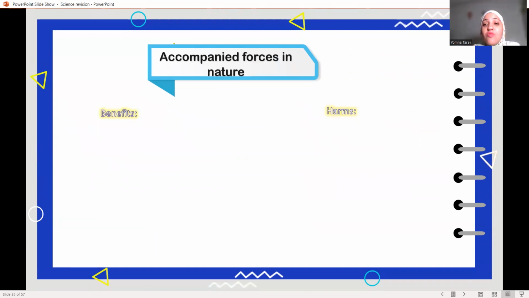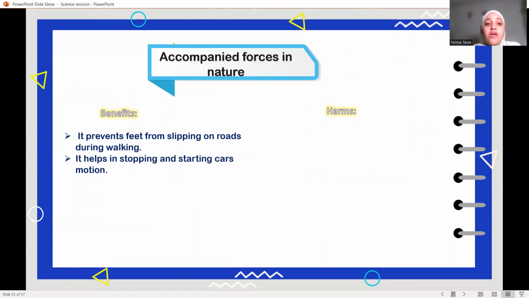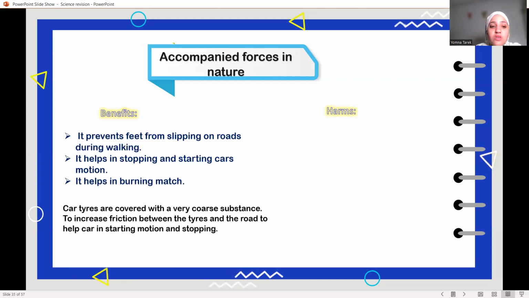Let's talk about the benefits and the harms of friction. First, the benefits. For sure, you can walk because of friction. If you don't have friction, you won't be able to move. So it prevents your feet from slipping on the roads. And also it helps in stopping and starting the car's motion. And also it helps in burning the matches.